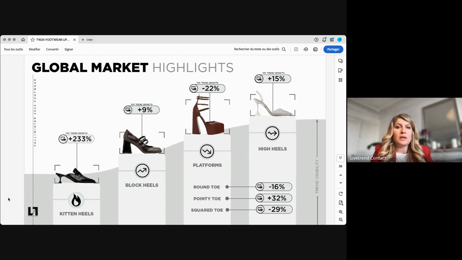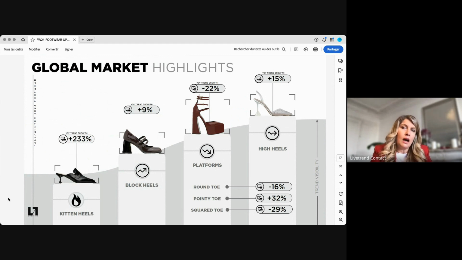Then, of course, we have the block heels, gaining 9% from last year, and they are predicted to grow for the next season, also linked with this Mary Jane trend. And then, last but not least, the kitten heels, because they are predicted to be a very hot trend. And as you can see in the market, they are already increasing by more than 200%.